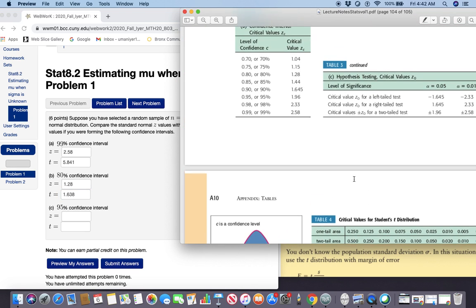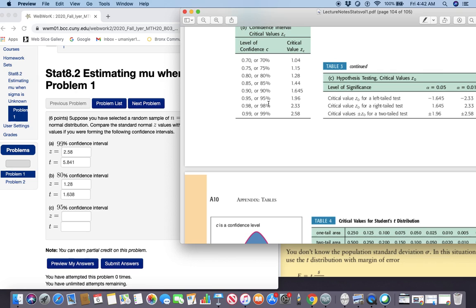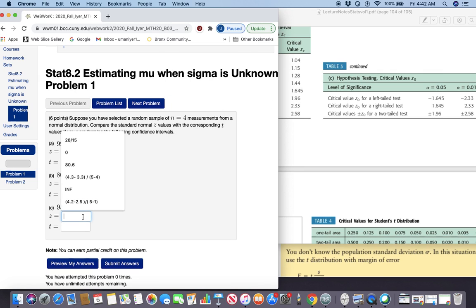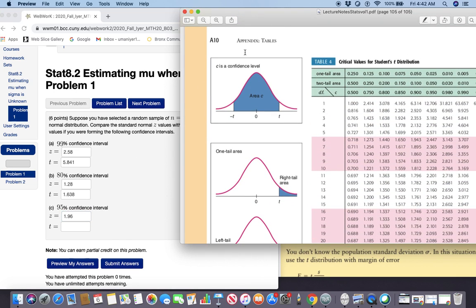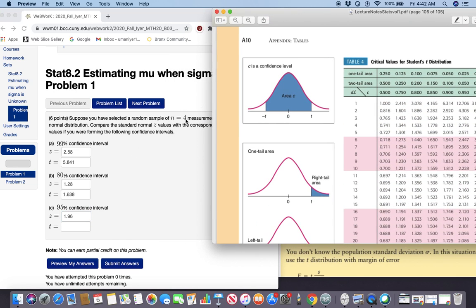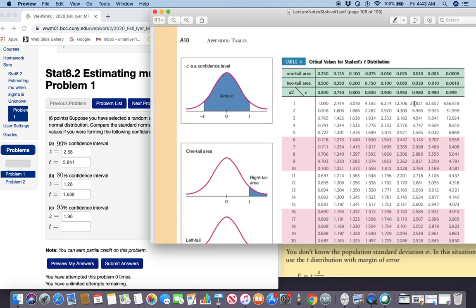Next, for 95%, here we go, 1.96 is the z score. Okay, z critical value, and the t critical value, again my sample size is 4, so degrees of freedom is 3, and at 95%. So 95% is here. Degrees of freedom is 3. So that's the number, 3.182.